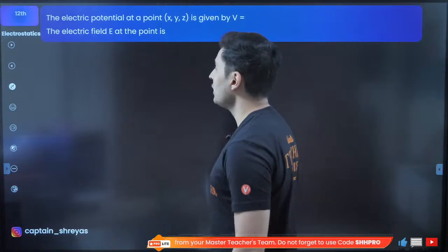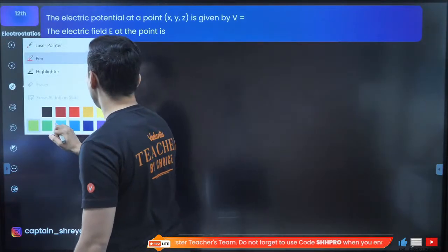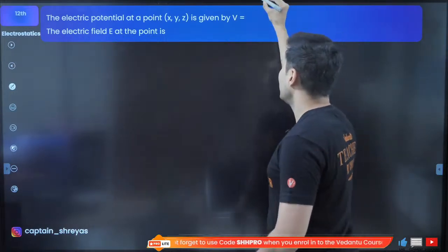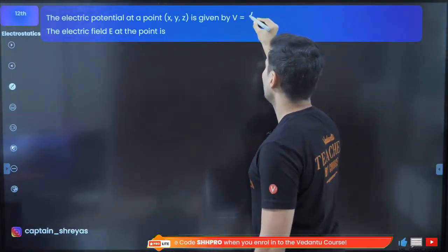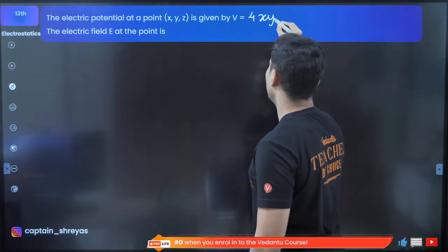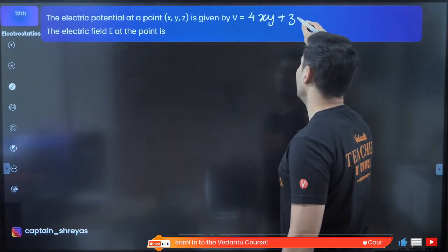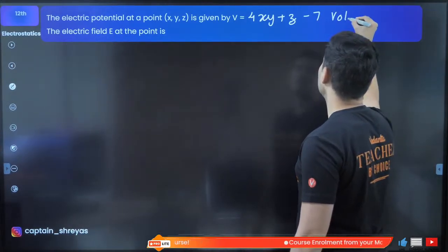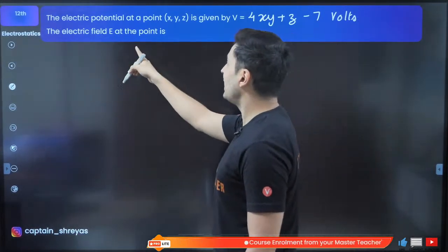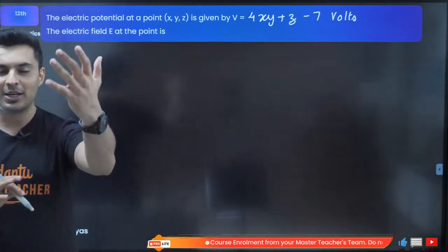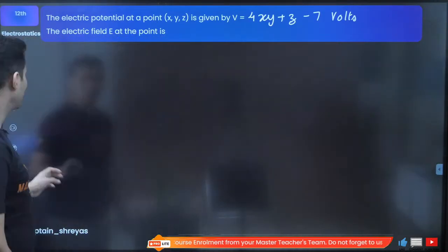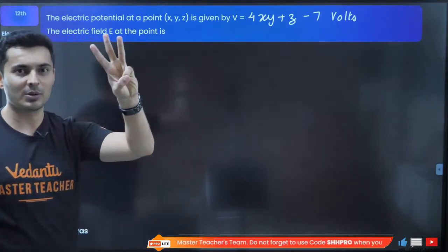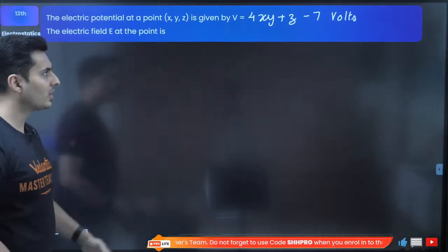Let me write an equation out here, and let's see how many of you can do this. The electric potential at a point x, y, z is given by, let's say the equation is 4xy plus z minus 7 volts. This is your equation. The question is, the electric field at any given point will be how much? Let's try to do this. We have to differentiate voltage with respect to 3 variables out here, x, y and z. All 3 coordinates are there.